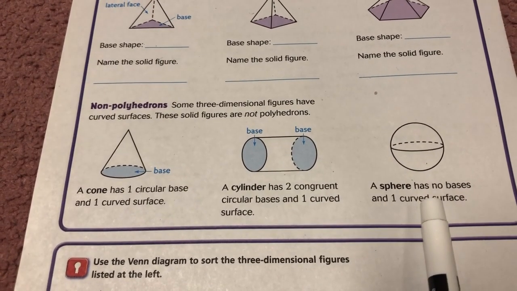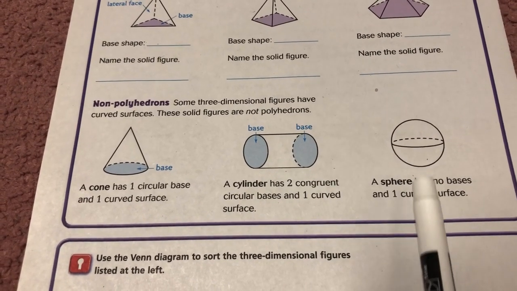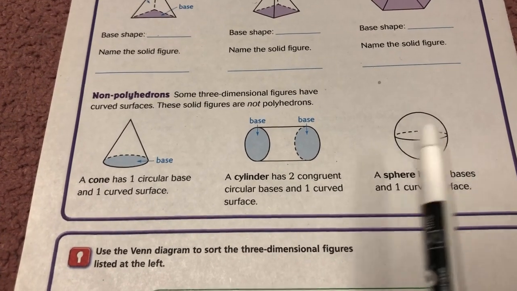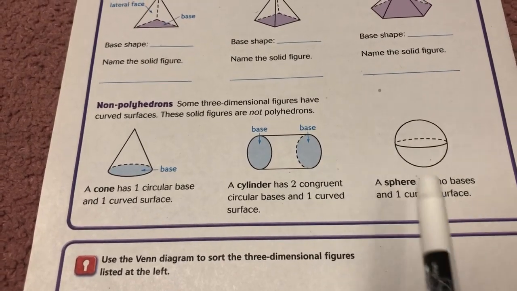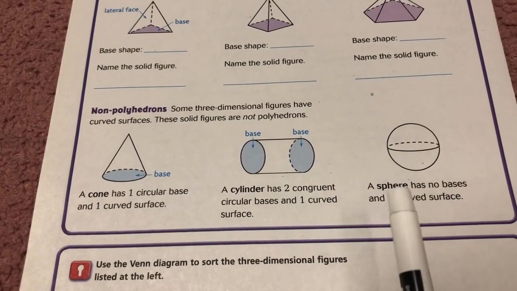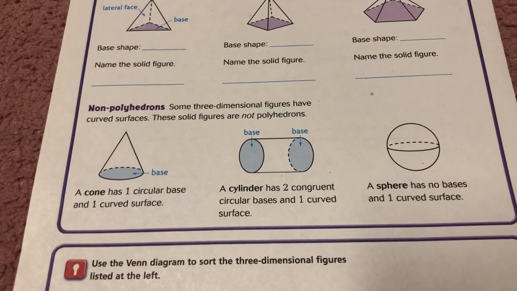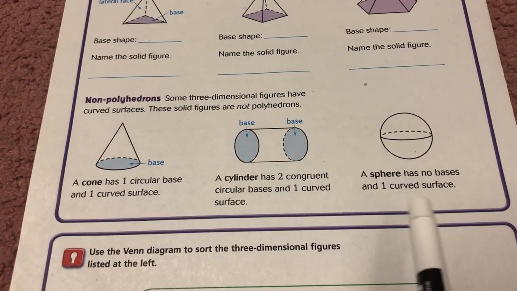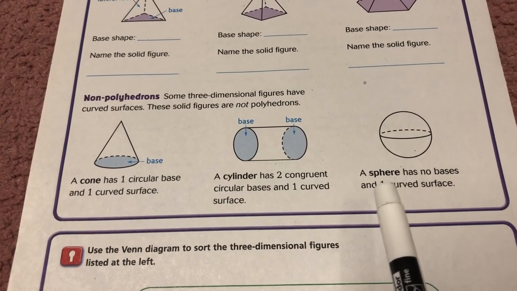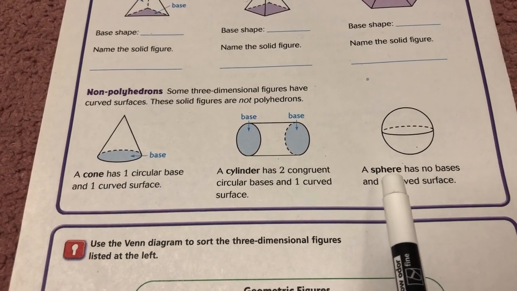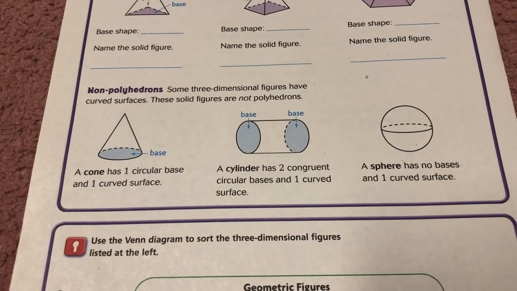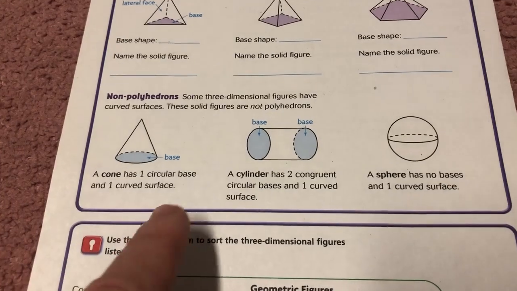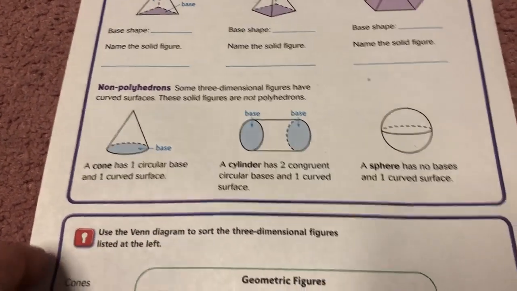Most of you have played soccer, basketball, a baseball. Any shape like that is considered a sphere. There's really no base. It's just one rounded curved surface. That's what we call a sphere. So when you're playing kickball out at the school during recess or shooting basketball, know that you are playing with a sphere. So that's our curved surfaces and non-polyhedrons: cone, cylinder, and sphere.